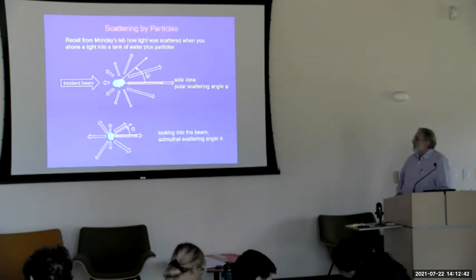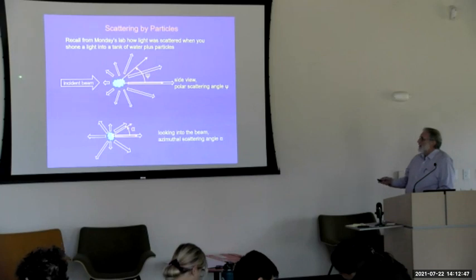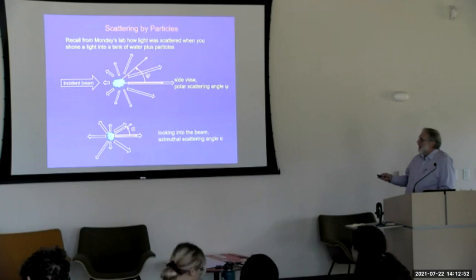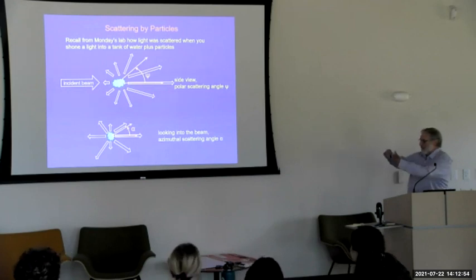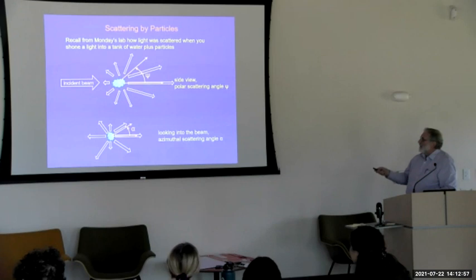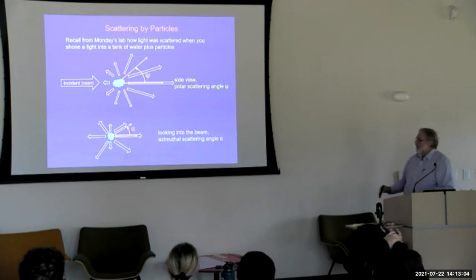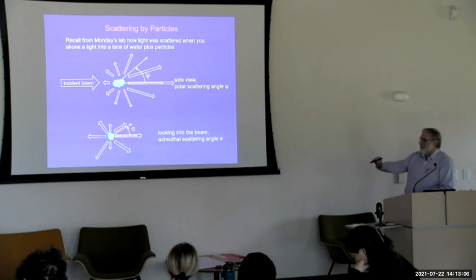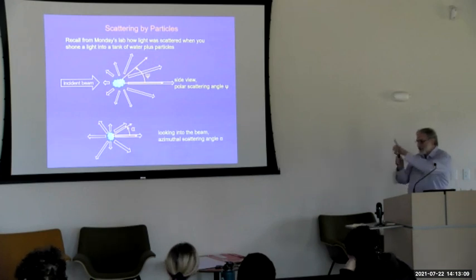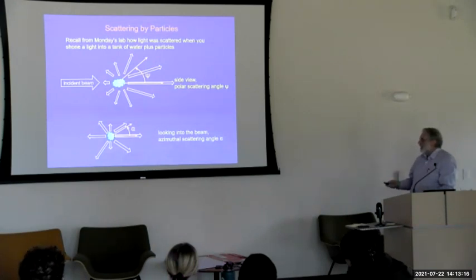Okay, so you may recall from the lab on Monday playing with light that if you shine an incident beam into the water and there's stuff in the water, the light scatters off, and if you're looking at it from the side, you see light going in different directions, and there's a polar scattering angle psi. Or if you look into the beam, which of course you shouldn't quite do, but pretend it's a flashlight, then the scattering also goes off in different azimuthal directions, and there's an azimuthal scattering angle alpha.